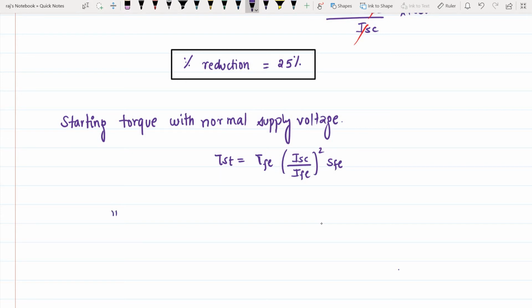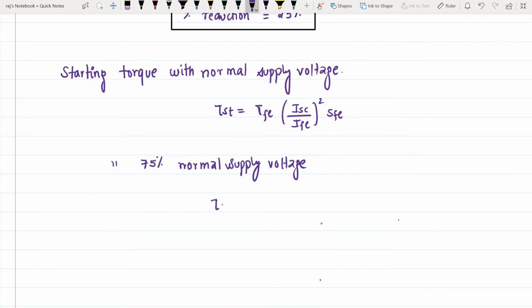Starting torque with 75% normal supply voltage. So again, हमने ऑलरेडी देखा था कि ISC जो है, that will reduce to 0.75 times. So therefore tau St dash will be equal to tau FL into (0.75 ISC by IFL) whole square into SFL.